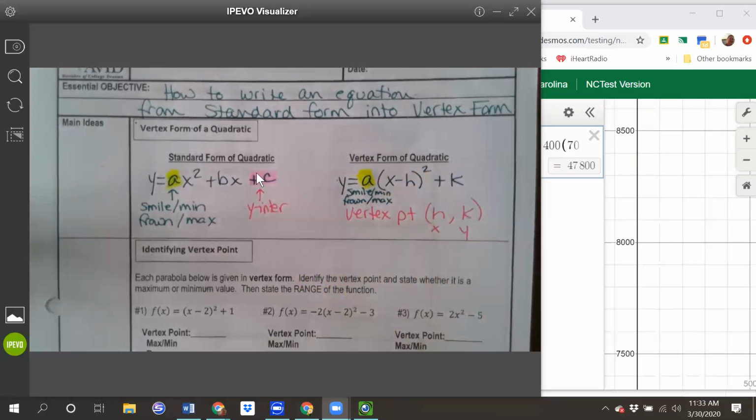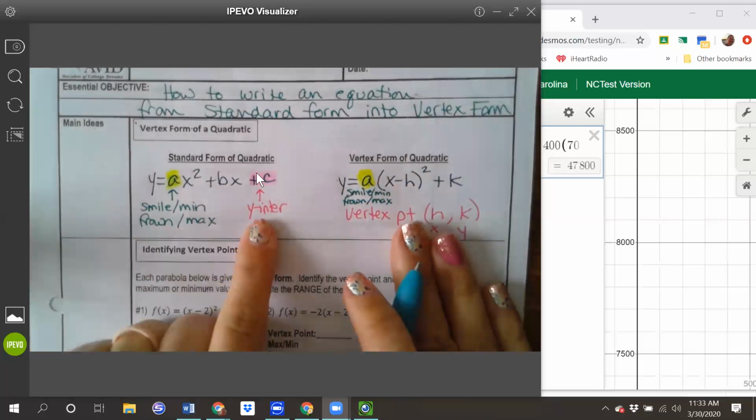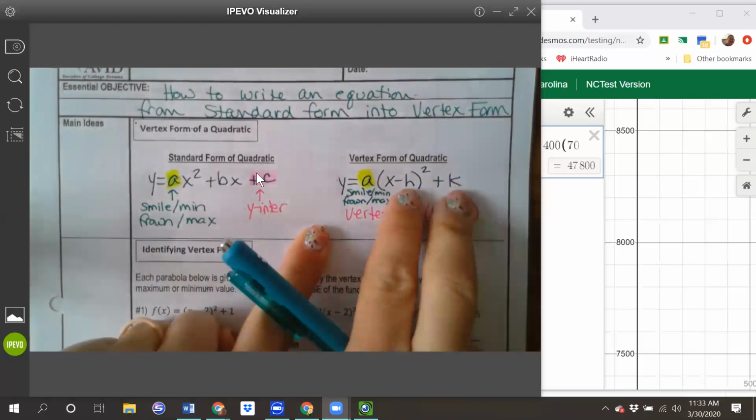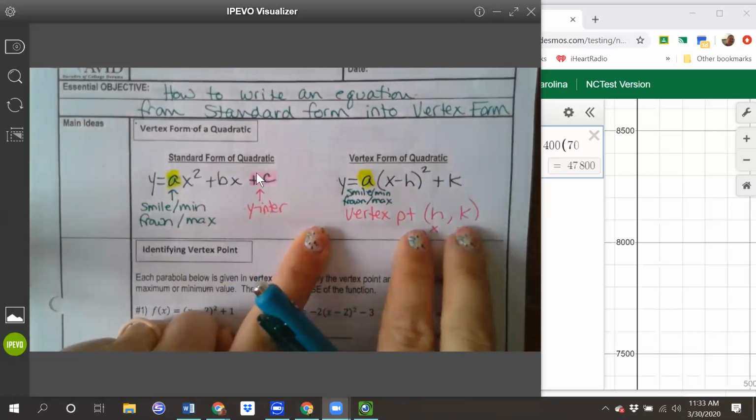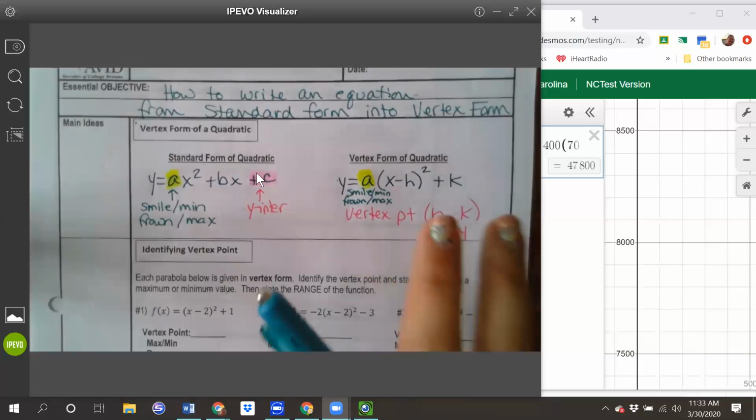So the major difference between standard form and vertex form is in standard form, you can see the y-intercept, which is helpful in some situations. And in vertex form, you can see the vertex, which is helpful in different circumstances.